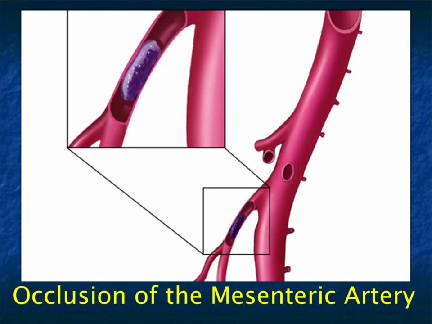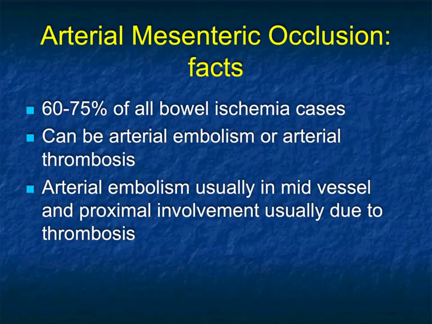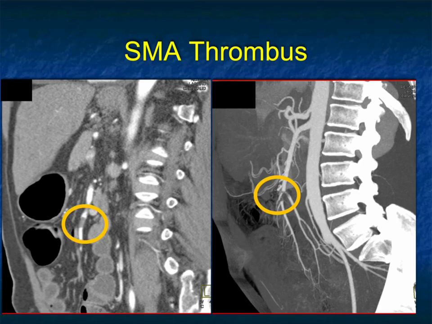You can miss occlusion of the mesenteric vessels, particularly when it's distal. Mesenteric vessel occlusion can lead to ischemic bowel. It can be due to arterial thrombosis or embolization. It's interesting with embolization, it's usually the mid-vessel, and the proximal vessel is due to atherosclerosis or thrombus. Good example here, patient with abdominal pain.